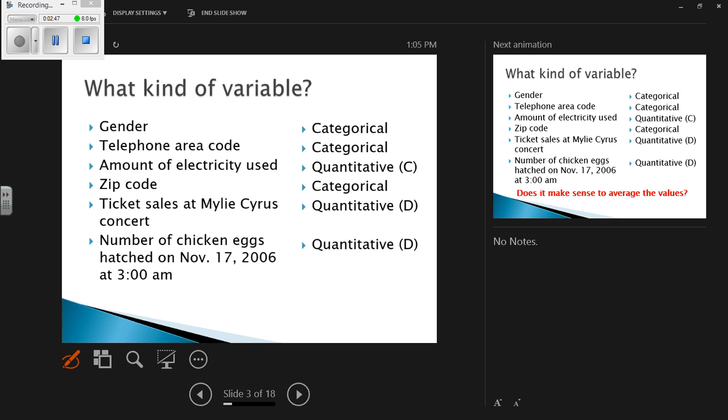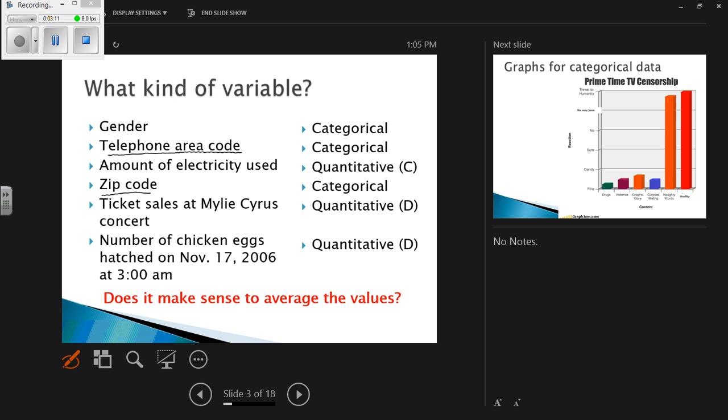So a good filter for quantitative in terms of continuous versus discrete would be, let's start thinking about fractions or decimals. In terms of sometimes determining where to go with categorical versus quantitative, especially if you start thinking about something like zip code or area code where there are numbers involved, sometimes it's a little bit confusing. But the big thing to think about is: does it make sense to take an average? It doesn't make sense to take the average zip code in a class, but it does make sense to find the average ticket sales for Miley Cyrus's concerts.